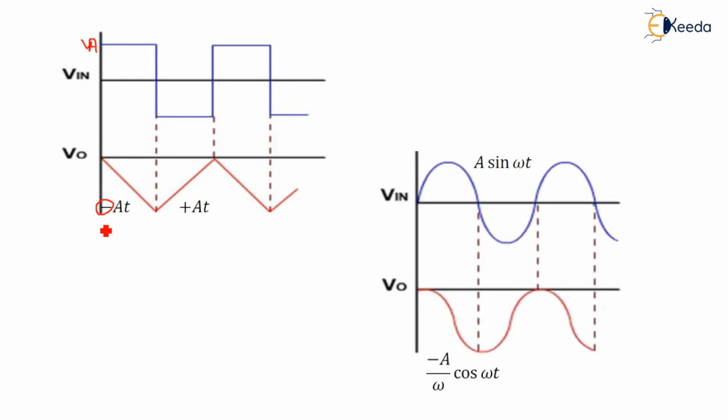If I give a sine wave at the input, I'll get a cosine waveform, because we know the integration of sine is nothing but minus cos omega t. So with this phase shift, at the output side you get a cosine waveform.